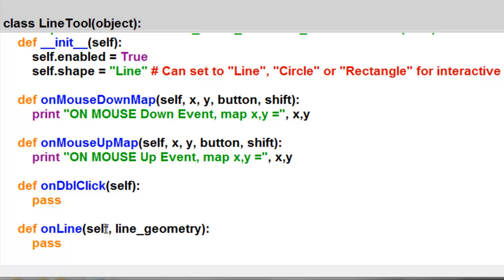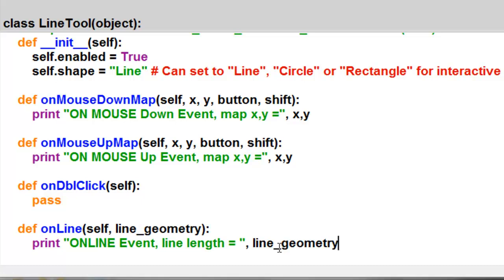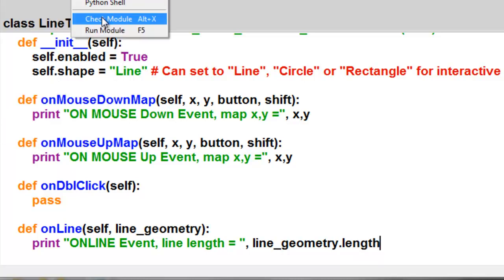And then on line, we'll have geometry, and one of the properties of line geometry is line length. So we could print that property also. So Control C to copy, Control V to paste, then dot length is a property of line geometry. So then we'll save our work and we'll check for syntax errors.